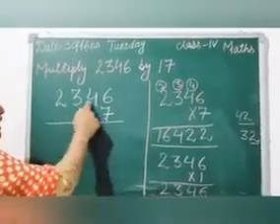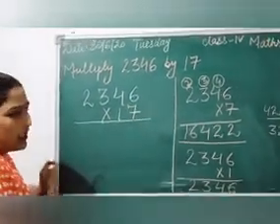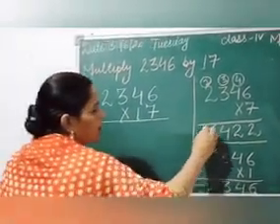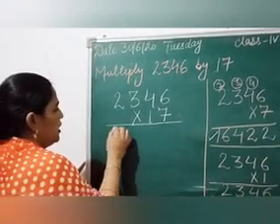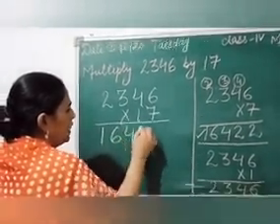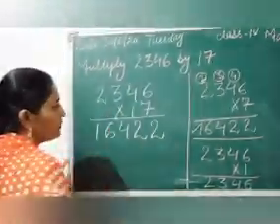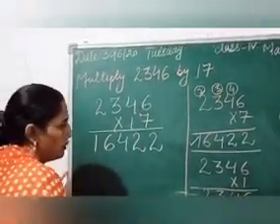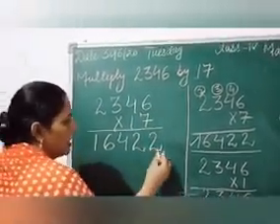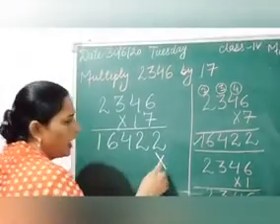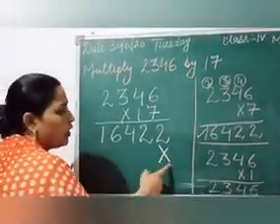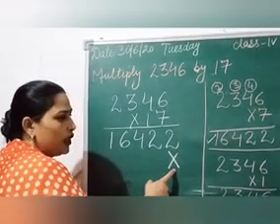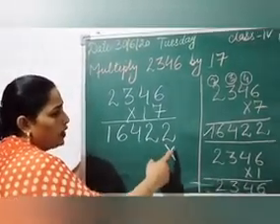Firstly 2346 multiplied by 7 is here. So we got this product. We will write 16,422. After that 2346 multiplied by 1. How will we write this? Here in the ones place digit we will write nothing. So we will draw a cross. Under 2 we will not write anything. So we have drawn a cross here.